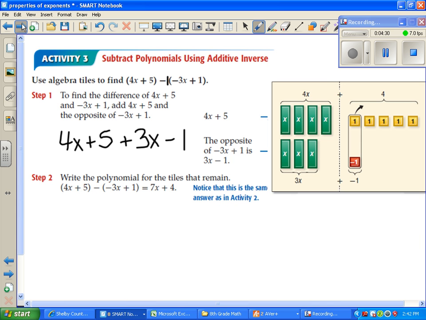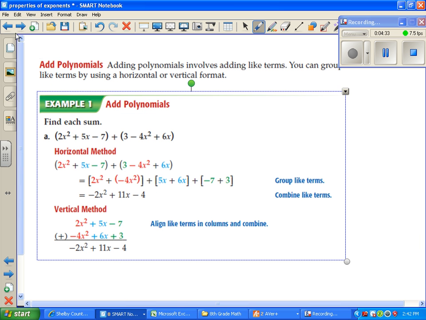Any questions? I think so. All right, now, if one of you asks about whether you can write it going up and down versus going across, you can pick your method.